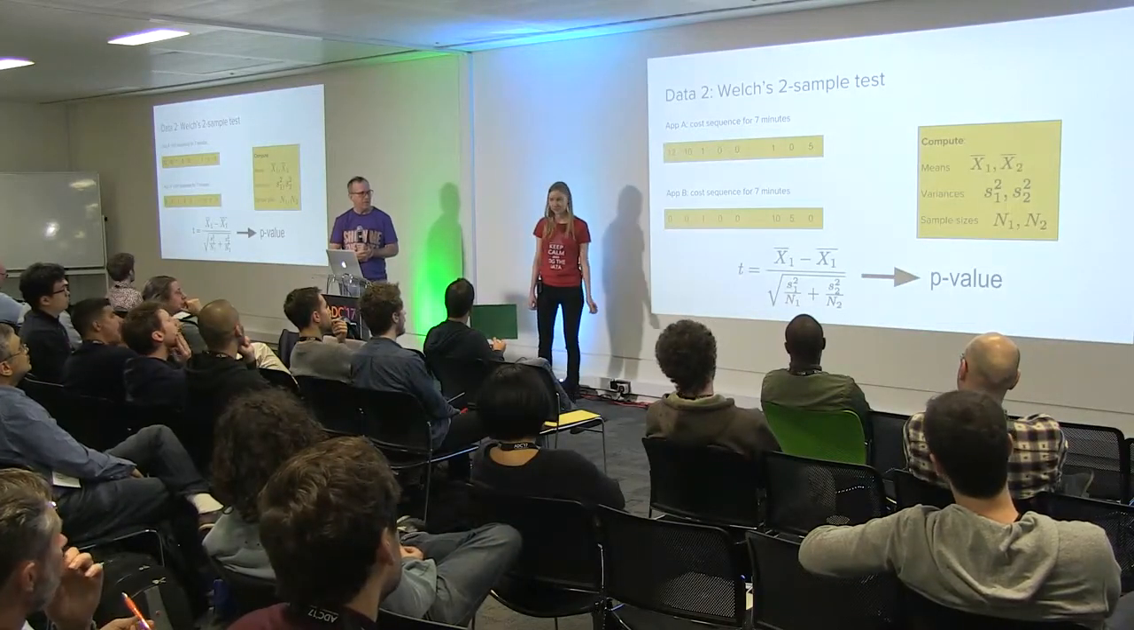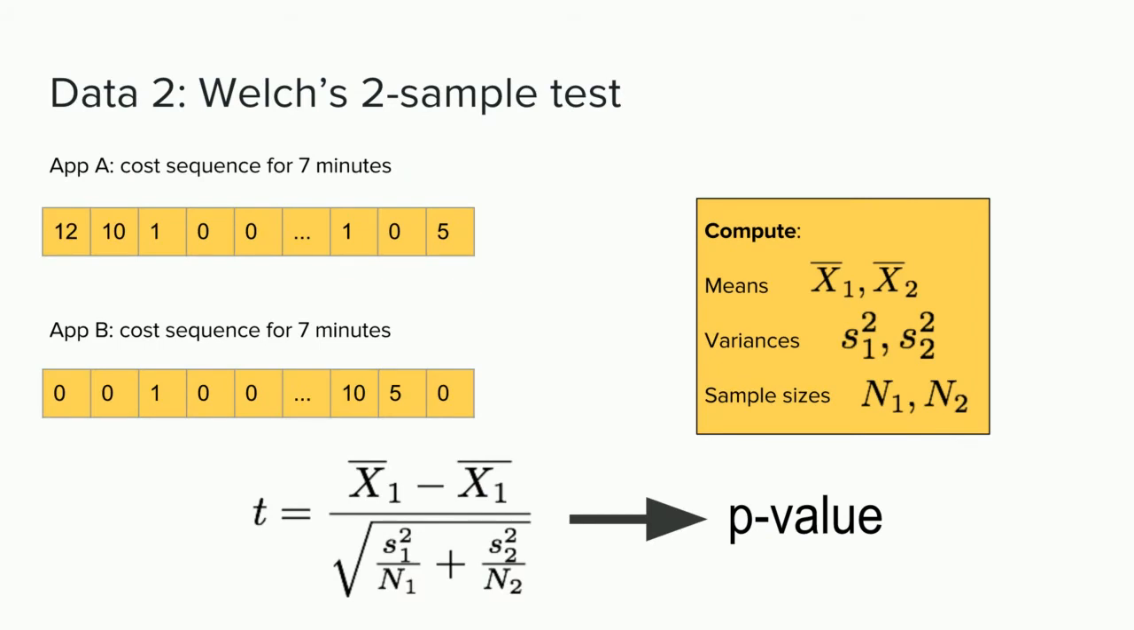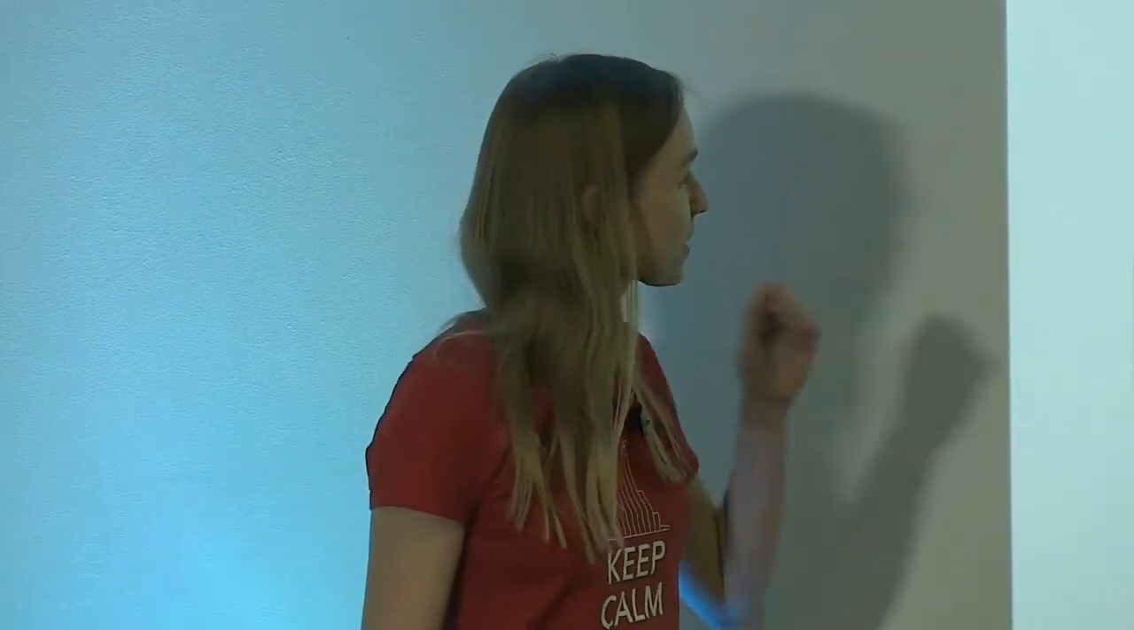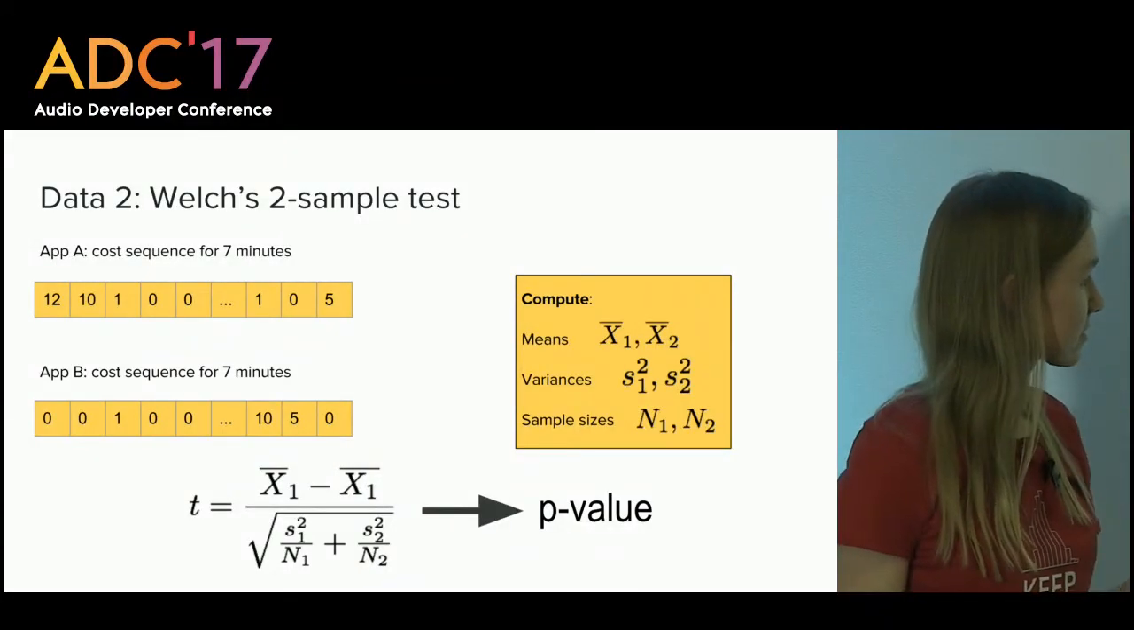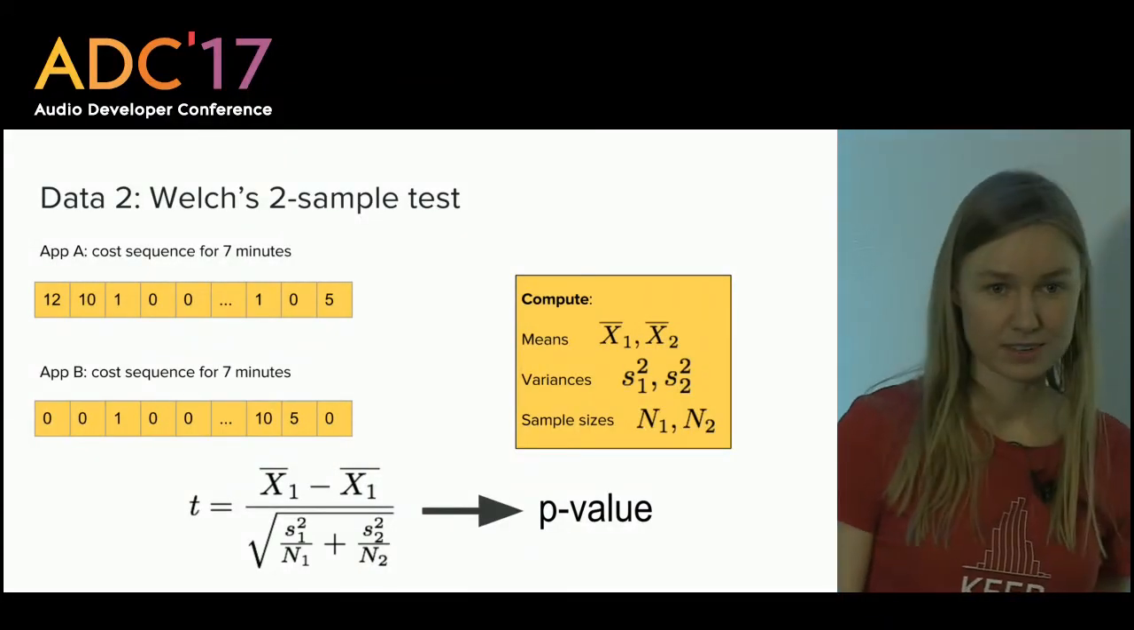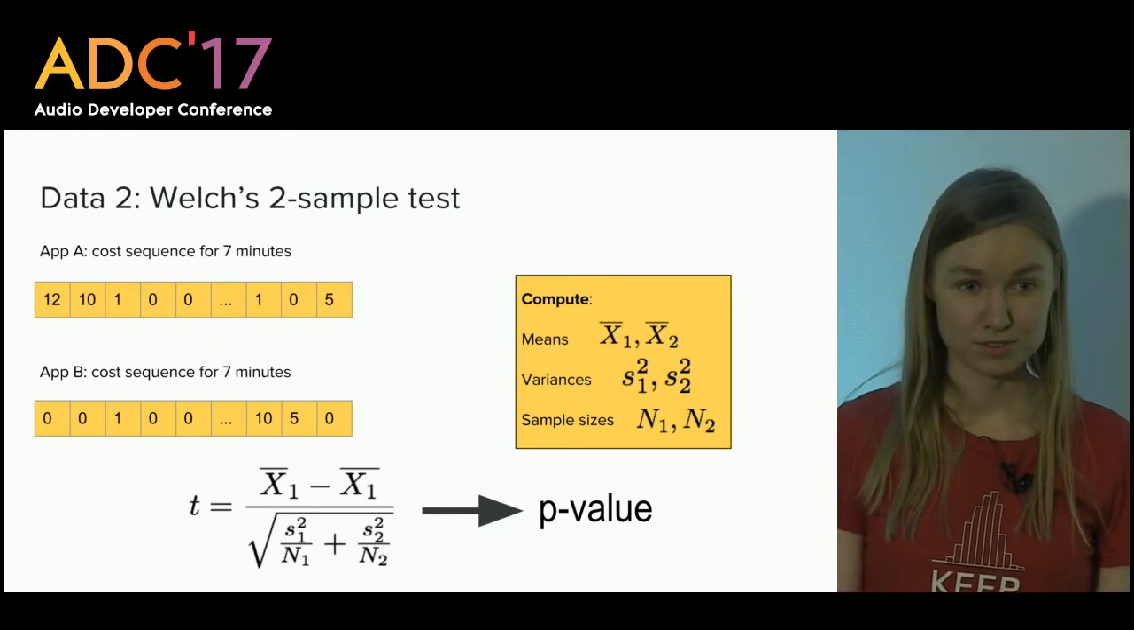But then we had the second scenario where our data was different. We didn't just have a 4 data point table. We had 2 different sequences. So again, we start with the same null hypothesis that app A and app B performed in the same way, and again, we have random noise. For this type of data, we can use another test called Welch's 2-sample t-test.